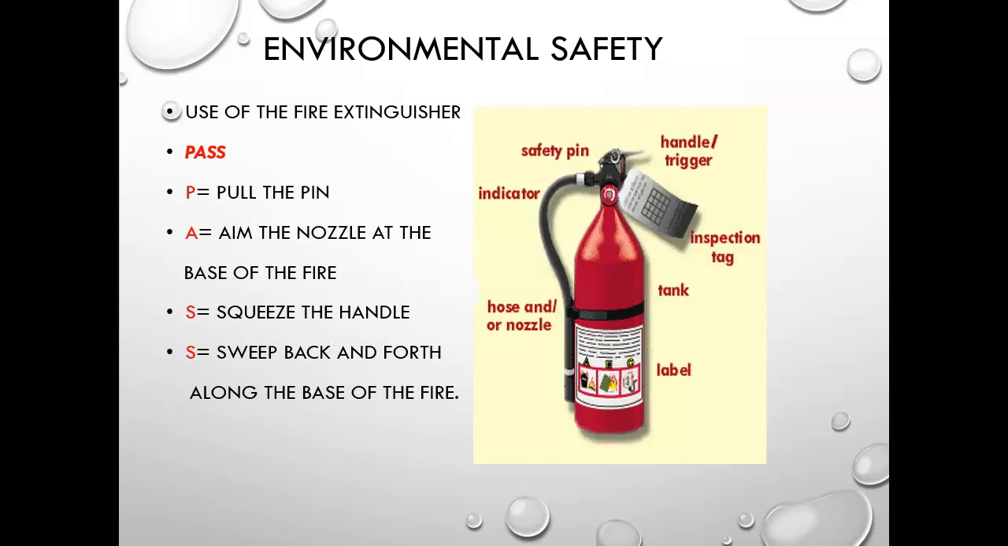This is another acronym that you're going to want to remember. When using a fire extinguisher, PASS. The P is for pull the pin. A is for aim the nozzle at the base of the fire. The first S is squeeze the handle. And the last S stands for sweep back and forth along the base of the fire.